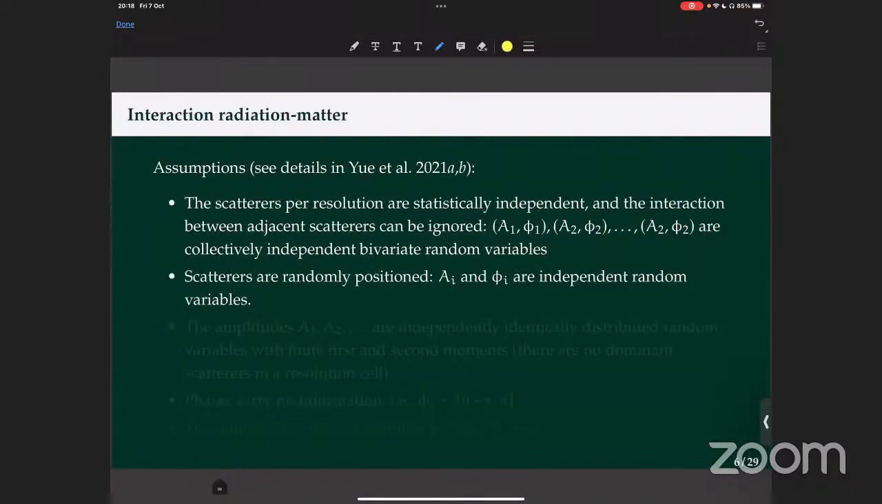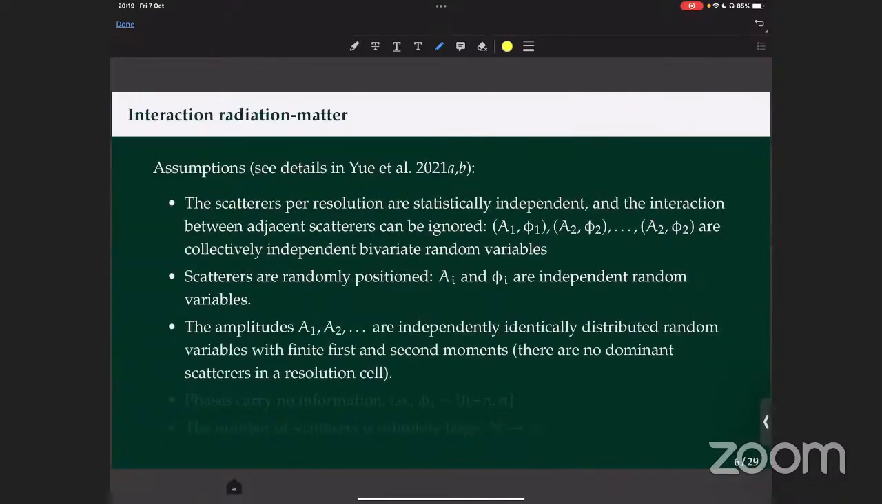We may also assume that the backscatterers are randomly positioned. So there is no geometrical structure inside my pixel. So we may assume with this that the amplitudes and the phases are independent random variables. We may also assume that the amplitudes are independent. We already assumed that, but they are also identically distributed with finite first and second moments. Well, what does it mean? How do we translate this?